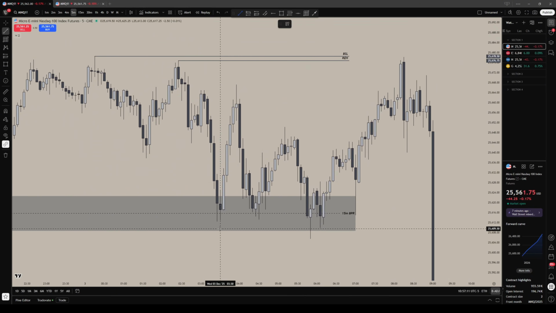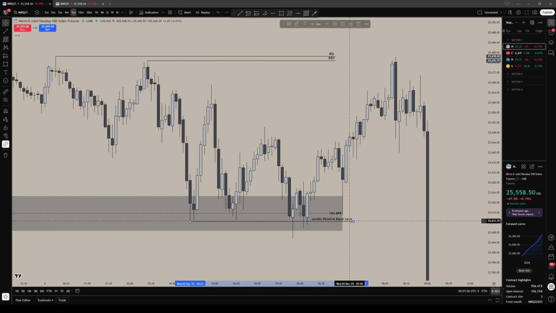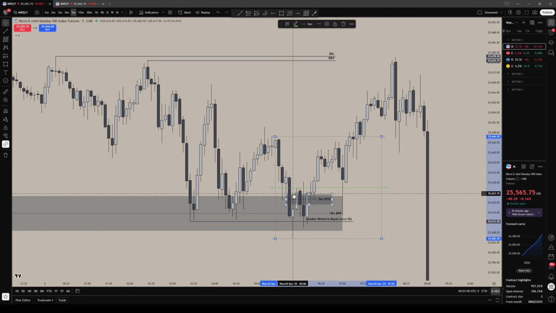Again, bullish. My overall bias is bullish. Right here, this is London relative equal lows. So it's a session low and they're relatively equal. Sell side liquidity. Price wicked it, created an imbalance going towards it, inversed the imbalance instantly, creating a 5 minute inverse fair value gap. Now measuring, I could have entered right on this candle close.